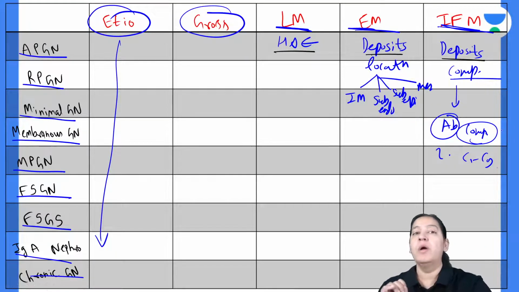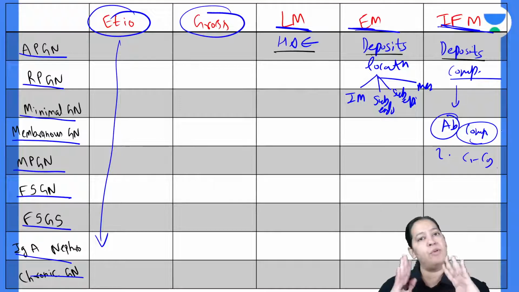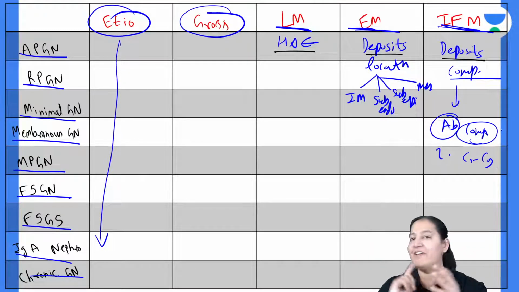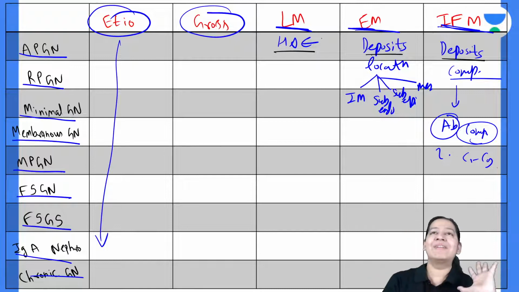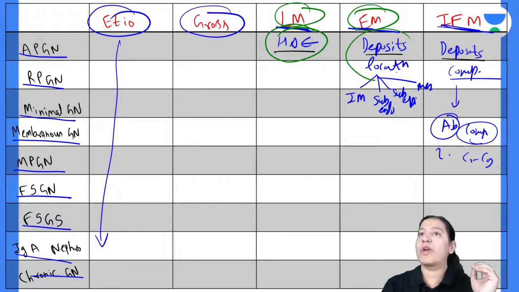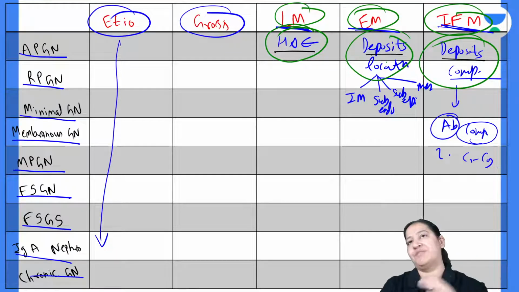It is in front of you. You should always know the basics. If you know the basics, it will be very easy for you to understand all types of glomerulonephritis in one go, in a single go, right? So in light microscopy, you will see the H&E feature of the glomerulus. In electron microscopy, you will come to know the location of the deposits, and in immunofluorescence you will come to know the composition of the deposits.